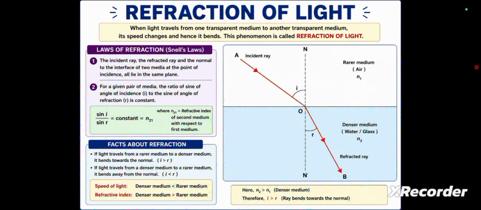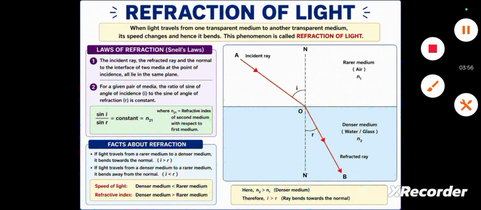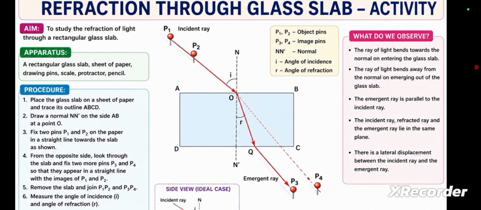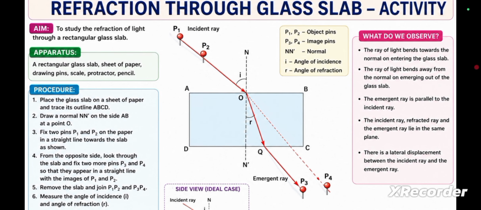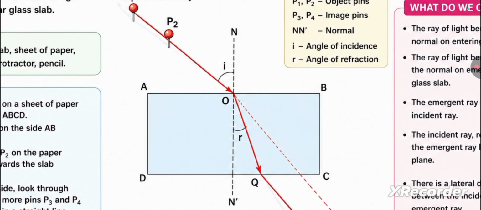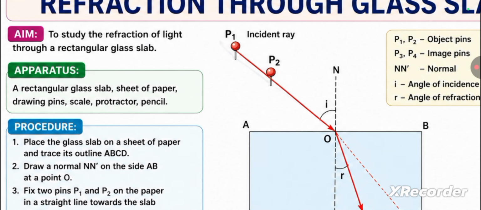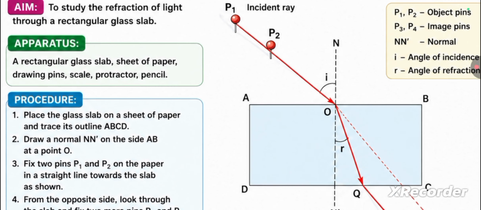This is called refraction of light. Now we have to learn the next topic: refraction through a glass slab activity. Here we see this picture and explain the activity. Aim: to study the refraction of light through a rectangular glass slab. The apparatus required: a rectangular glass slab, a sheet of paper, drawing pins, a scale, a protractor and a pencil.